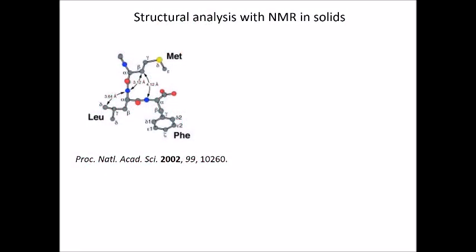Structural analysis with an NMR has been pretty straightforward to do in liquids for decades now. In solids, it's been slower to develop, and it's only really been possible in the last 20 years. Here's one of the first structures that was characterized. It's a small tripeptide. It was characterized by Rob Griffin's group at MIT using dipolar coupling methods. So they were able to label the C13 and N15 sites and then get distance constraints throughout the molecule and put the structure together.